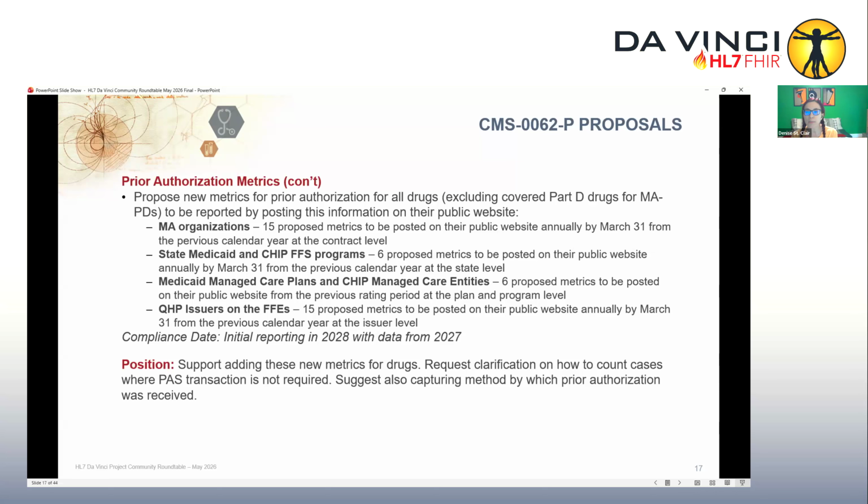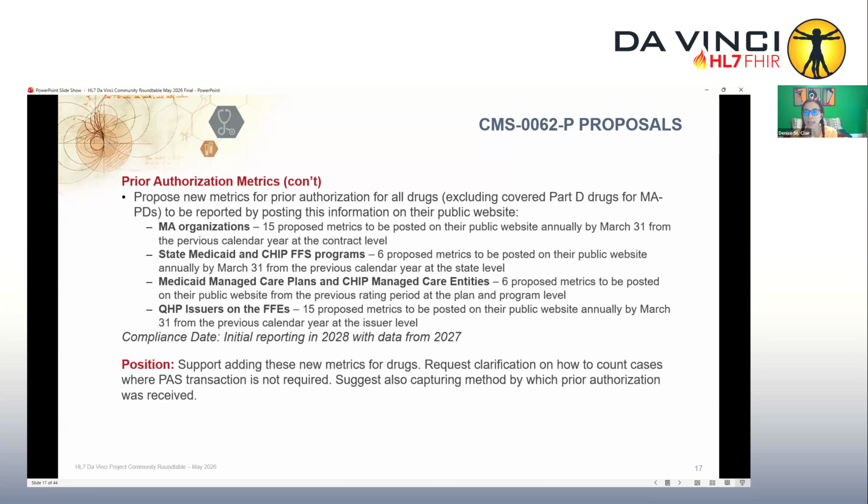And then for state Medicare fee for service and state Medicaid and CHIP fee for service and state Medicaid managed care and CHIP managed care entities, they are proposing 6 metrics. And so those, again, would be initial reporting in 2028 with data from 2027. And generally speaking, the Da Vinci community supports adding these new metrics for drugs.